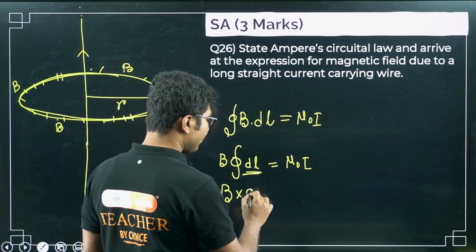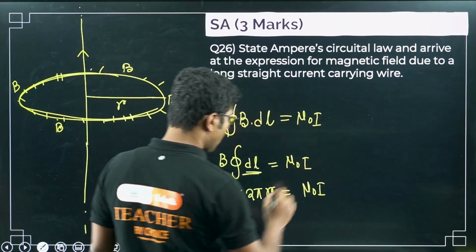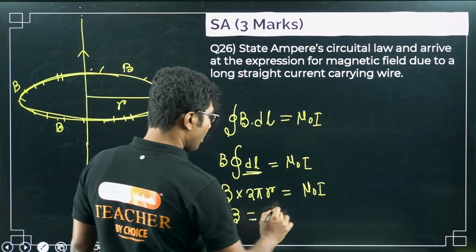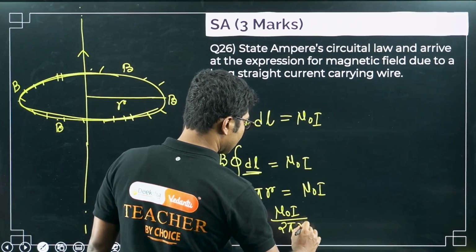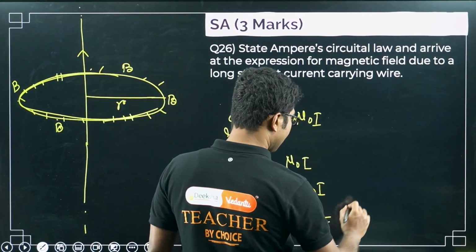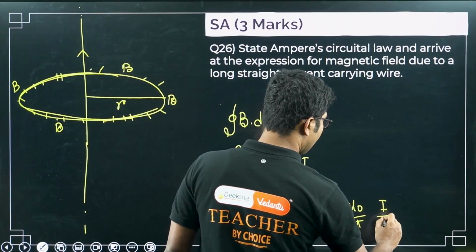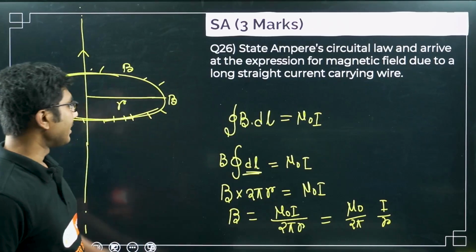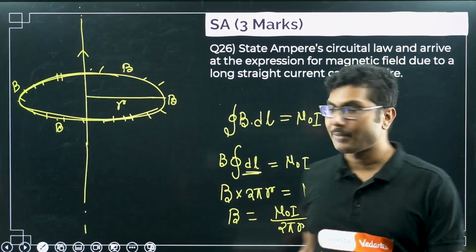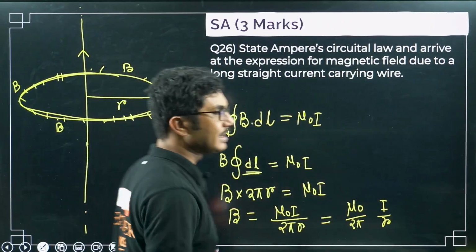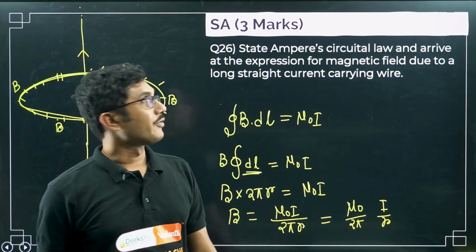So B times 2 pi r, the perimeter, equals mu naught I. So B equals mu naught I by 2 pi r. This is the expression, or you can simply write this as mu naught by 2 pi times I by r. This is the expression for magnetic field due to a straight current carrying wire. So this is very simple. As you can see, very small mathematics, nothing difficult, no rocket science here. So this is an easy question, right?